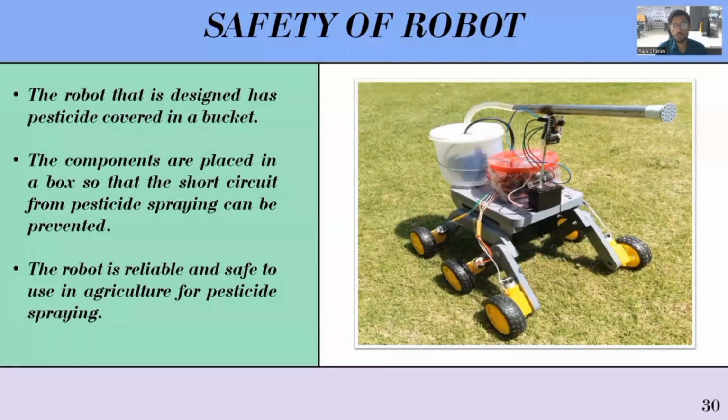So here is the safety of the robot. Initially, we were using components that are placed over the battery, at the bottom of the robot. So for the safety of the robot, we place all the components in a box. The robot that is designed has the pesticide covered in the bucket. So we cover the bucket, cover the pesticide, and the components are placed in the box so that a short circuit from pesticide can be prevented. We put all the components in a box, and the robot is reliable and safe to use in agriculture for pesticide spray.